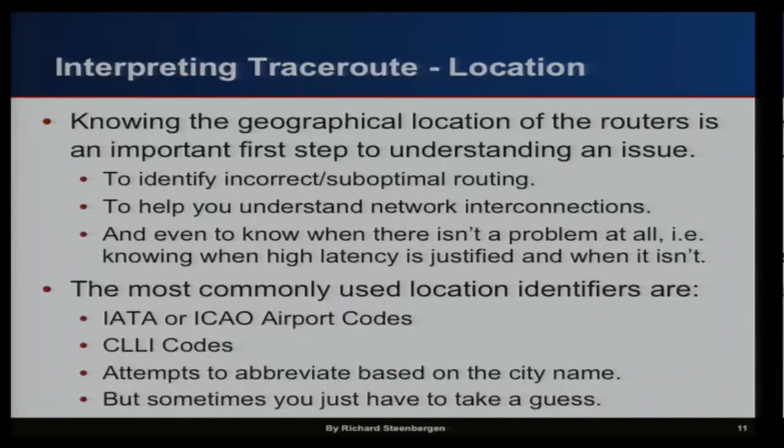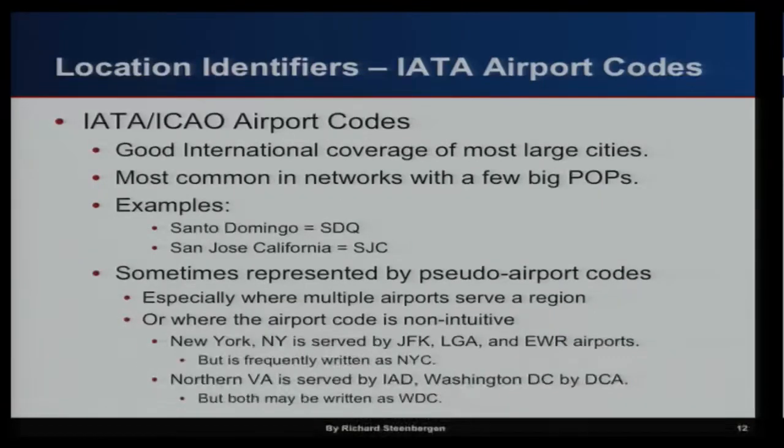Sometimes people will just make up something that they think sounds good. You know, they'll say WAS for Washington, or just try to take a guess. So the airport codes, like I said, there's good international coverage for almost every major large city, and you'll find lots of good examples out there for most networks. I'd say maybe 75% of networks out there do it something like this, give or take. So examples, SDQ, Santo Domingo, SJC, San Jose, California. You can go look these all up.